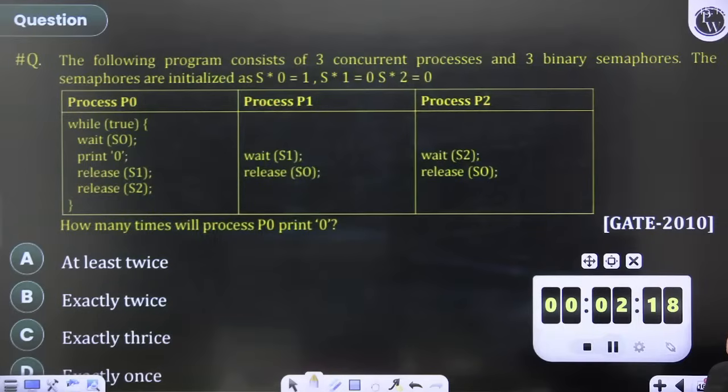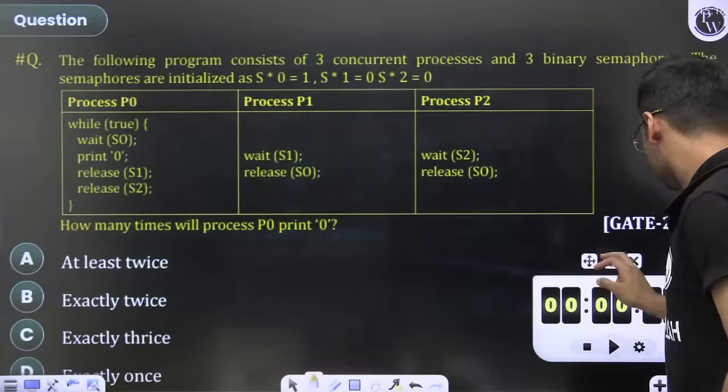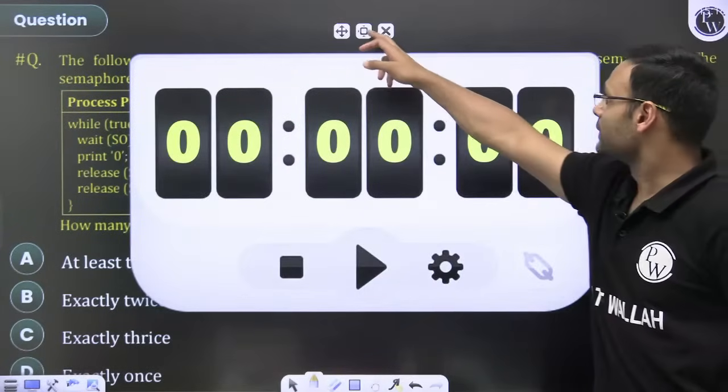See, this particular question is a very, very interesting question. Why? I'll tell you. Stop. Look at this. अरे भाई साहब, तुम इधर आओ.